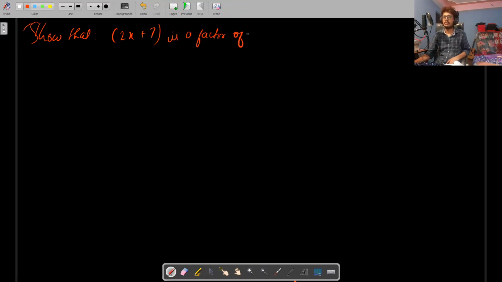So the question is: show that 2x + 7 is a factor of 2x³ + 5x² - 11x - 14 and completely factorize the polynomial.